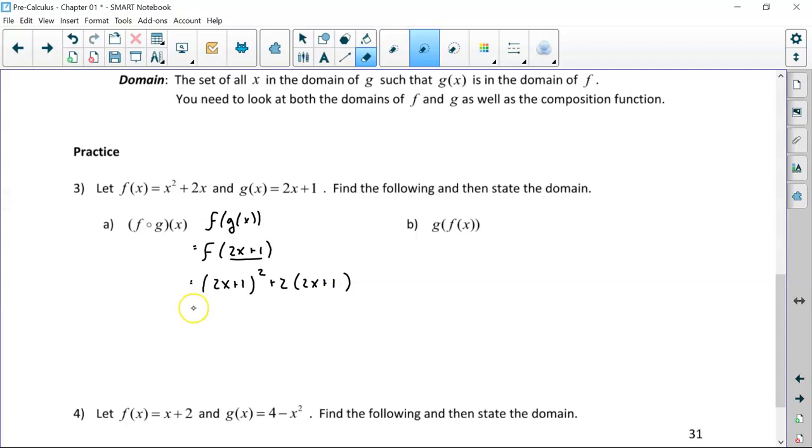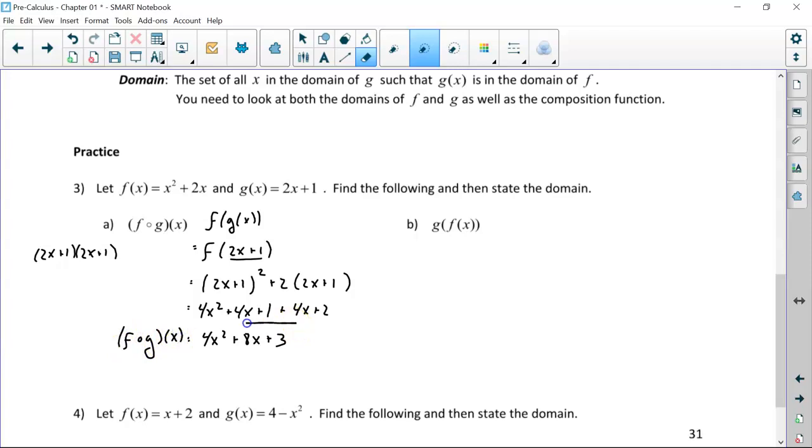Now, for 2x plus 1 squared, we have to square it properly. If you need to, write it off to the side. So we multiply and combine our like terms. We get 4x squared plus 4x plus 1. Plus, and now we distribute the 2. 4x plus 2. And then we combine our like terms. We get 4x squared plus 8x plus 3. That's f of g of x.